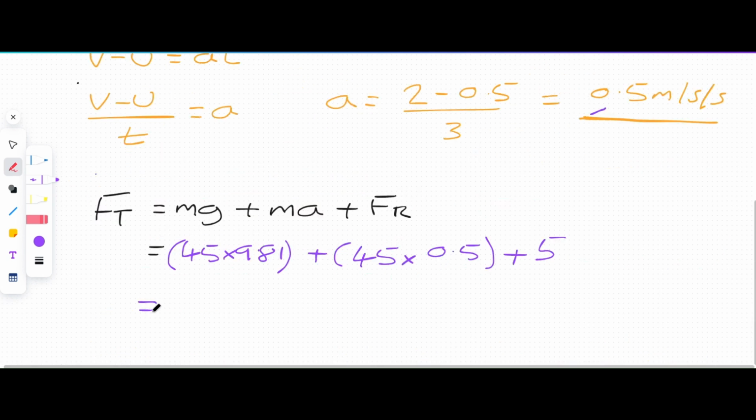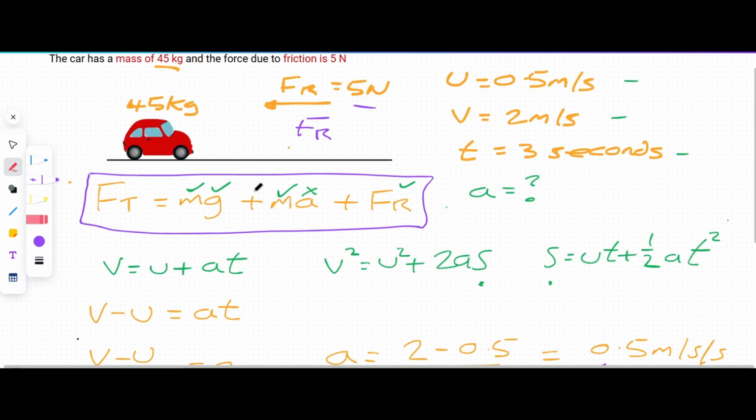So in your calculator, do all of that. Use the brackets. And the answer is 468.95 newtons. That's how much force the car needs to put down to accelerate this car from 0.5 to 2 meters per second in 3 seconds.